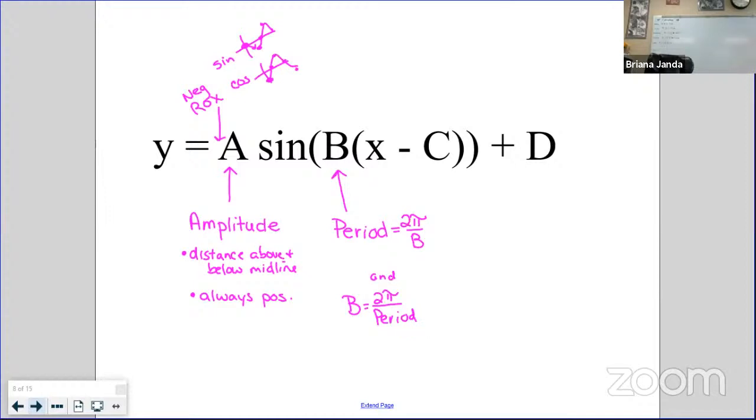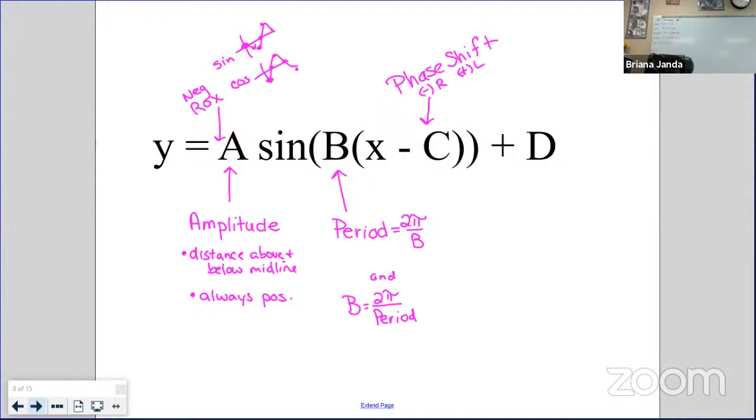Remember, this is what we use to label our fourth tick mark. C, the easiest way to describe that is using your vocab word, and that is a phase shift. If we've got a negative, that's going to move us right. If it is a positive in there, that is going to move us left. You could also describe it as a horizontal shift. That would be acceptable.